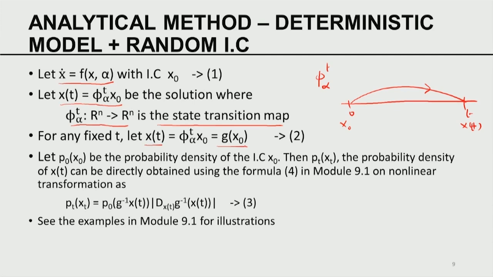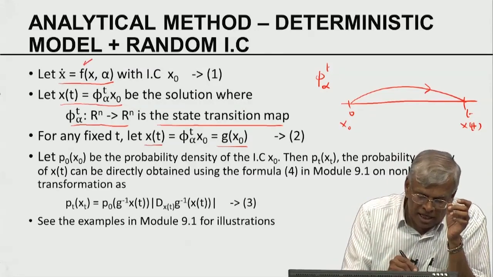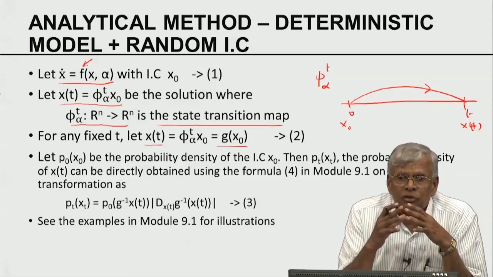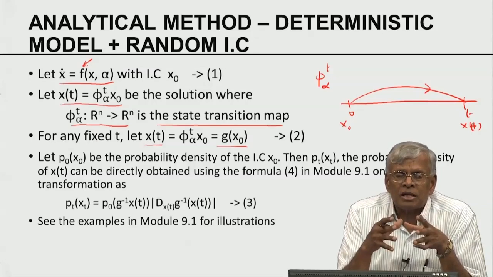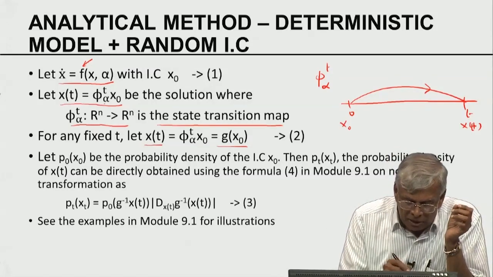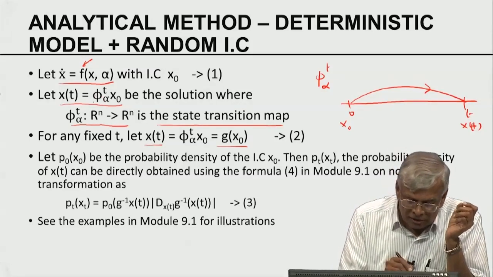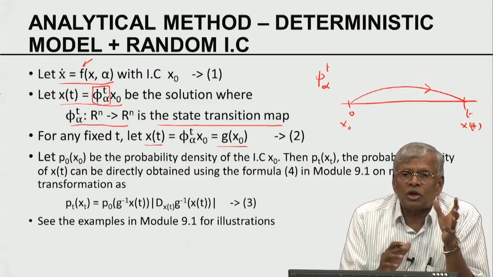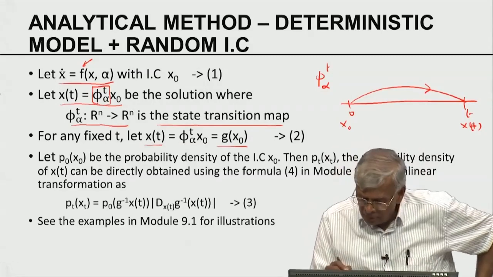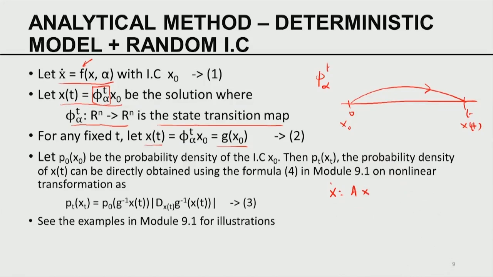So what is the emphasis in here? x of t is the solution of the system. Under mild conditions on f, such as the Lipschitz condition, it can be shown that the solution exists and is unique. If the solution exists and is unique, there is a representation for the solution. So the solution can be represented by a transformation of the initial condition. The transformation is this phi of alpha of t, and that is what is called the state transition map. For example, if x dot is equal to A x, in which case f of x, alpha is equal to A x, where the elements of alpha may be in matrix A, this is linear. In this case, the solution x of t is e to the power of A t times x naught. Therefore, in this case, phi t of alpha is essentially e to the power of A t.